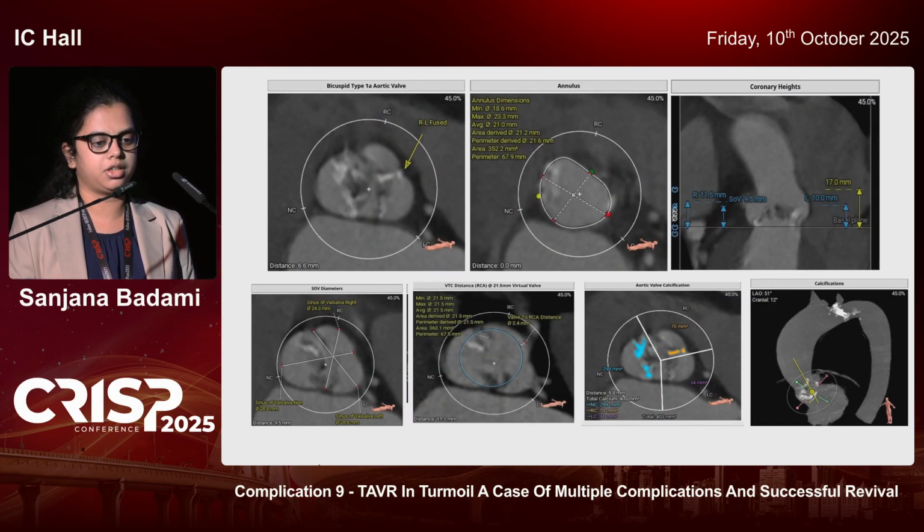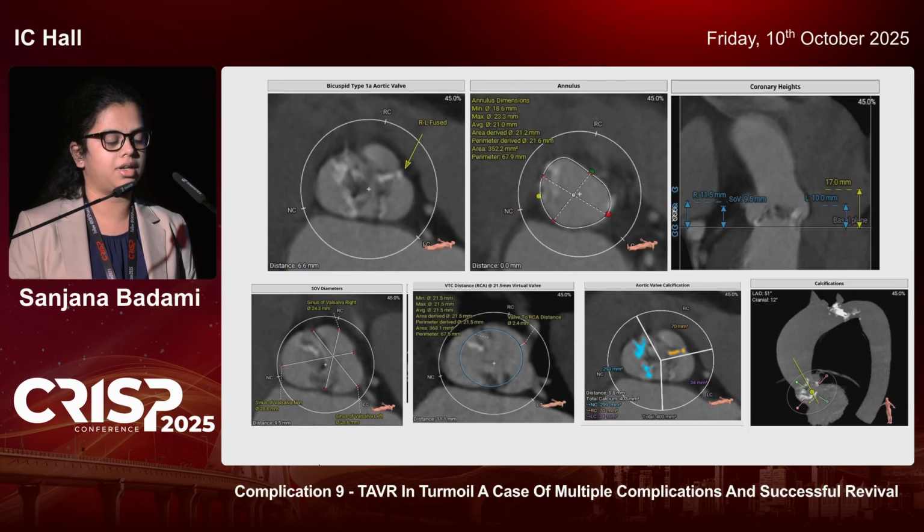We did a CT according to TAVR protocol. She had a bicuspid aortic valve type 1A with fusion of the right and left coronary cusps with a raphe which also was calcified. The annulus was 21 mm with an area of 352 mm square. The left coronary height was 10 mm, the right was 11.5. The right SOV diameters were less than 24 mm.